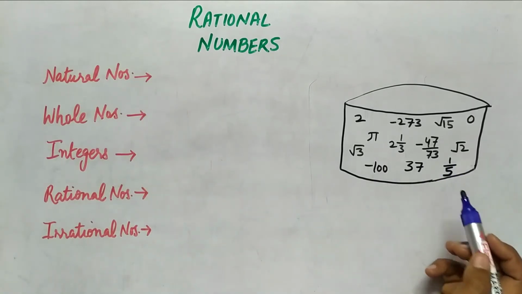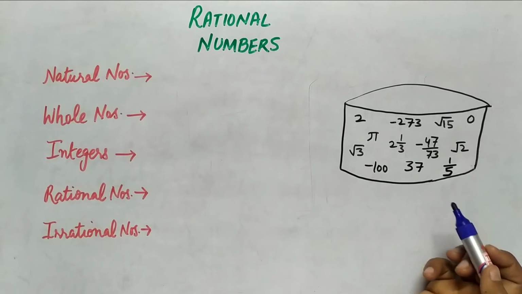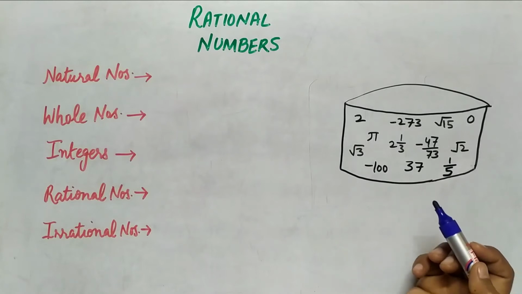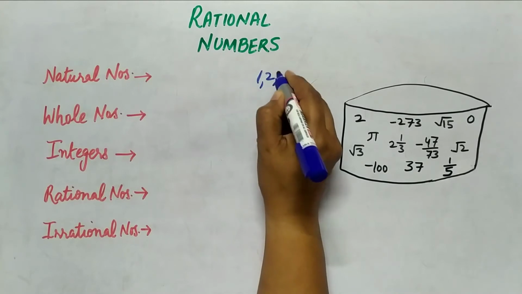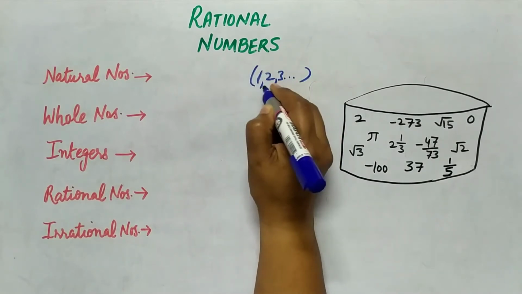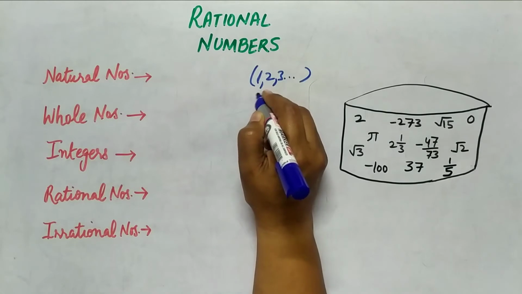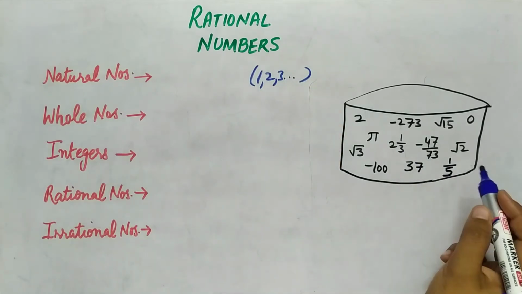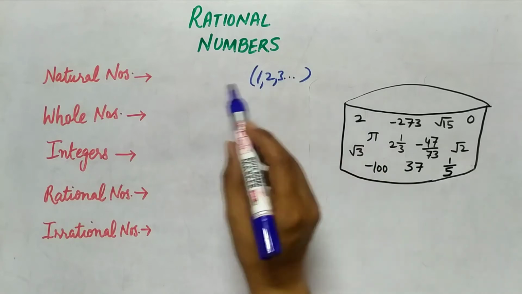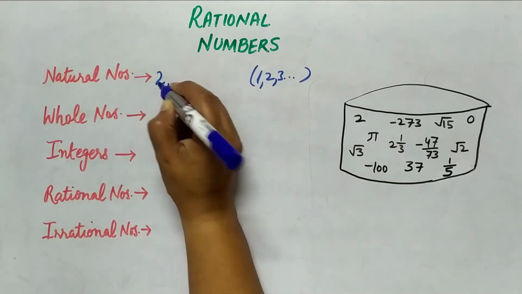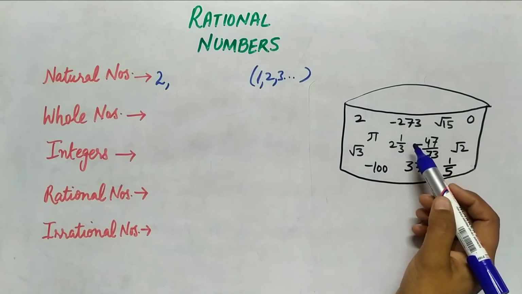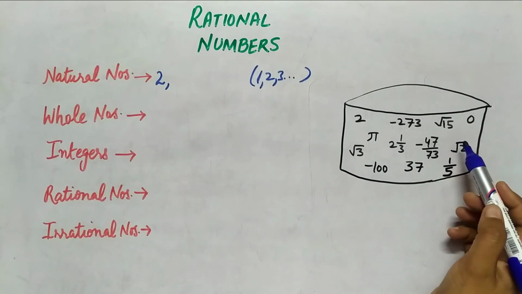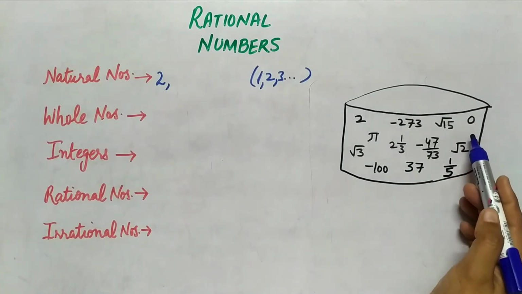Among all these numbers, which are natural numbers? The numbers that are counting numbers. We start counting from 1 and count as 1, 2, 3, etc. Counting begins from 1 and goes like this. From here, 2 is a counting number, so it is natural. Then a negative number is not a counting number. Under root is not a counting number. 0 is also not a counting number.